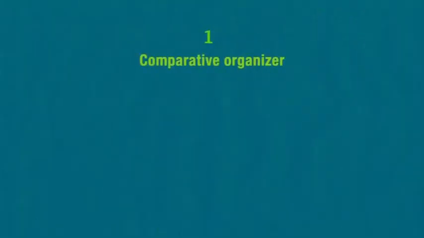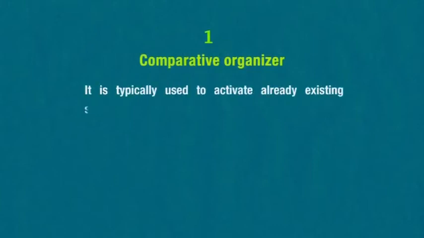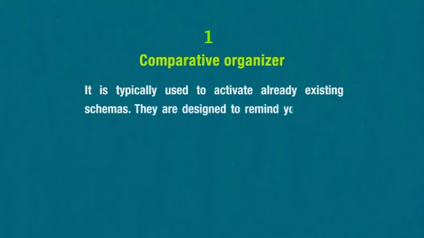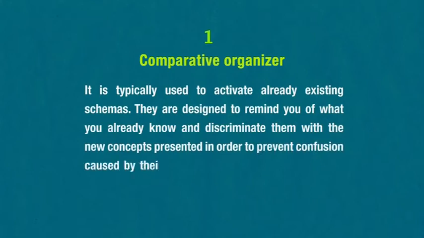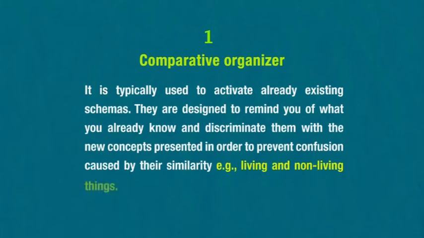Now, let us come to the types of advanced organizer. There are two types of advanced organizer, according to Joyce, Weil, and Calhoun. Number one is the comparative organizer, which is typically used to activate already existing schemas. They are designed to remind you of what you already know and discriminate it from the new concepts presented in order to prevent confusion caused by their similarity. Example, living and non-living things.